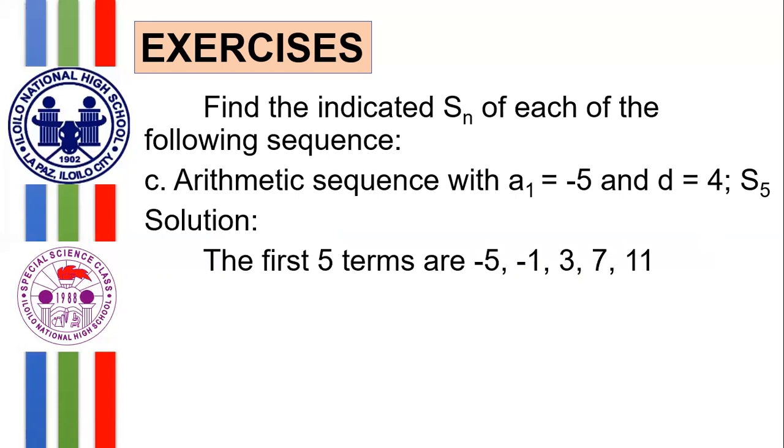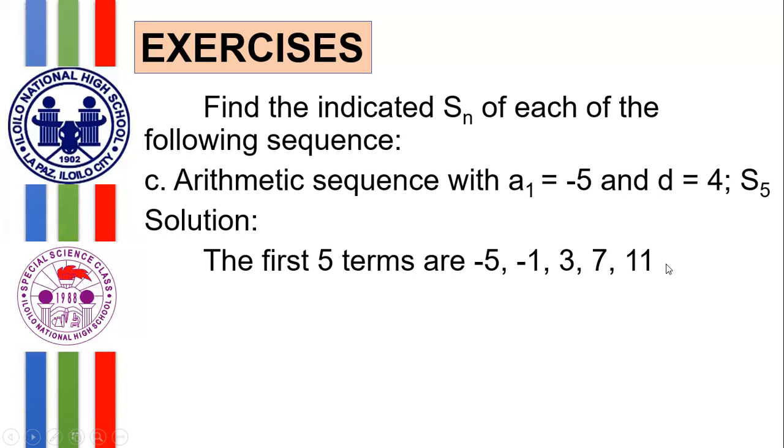recursively speaking, if your first term is -5, then remember that you are adding the common difference all throughout. So if the first term is -5, plus 4, your second term is -1. Plus 4, that gives you 3. Plus 4, 7. Plus 4, 11. We have to stop with 11 because we are just getting the sum of the first 5 terms.